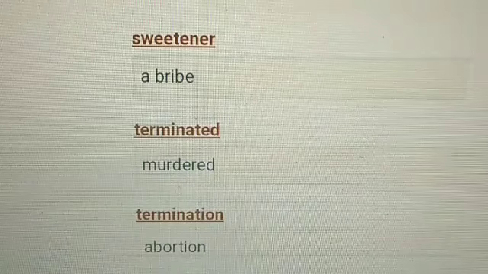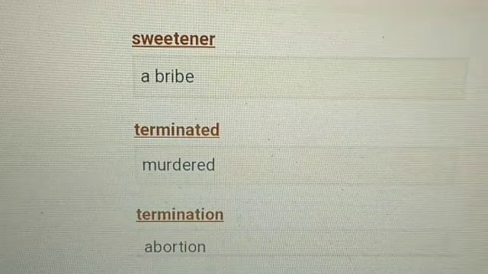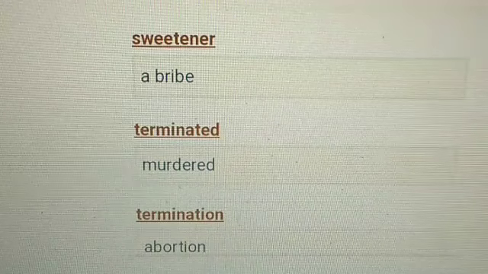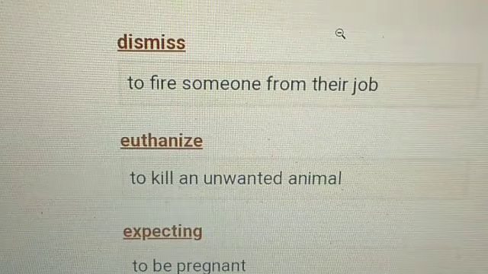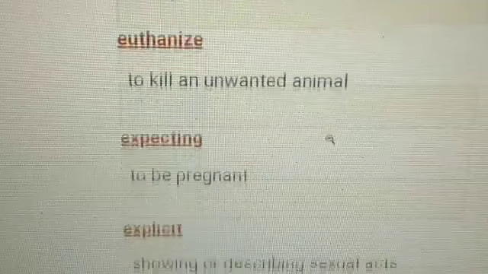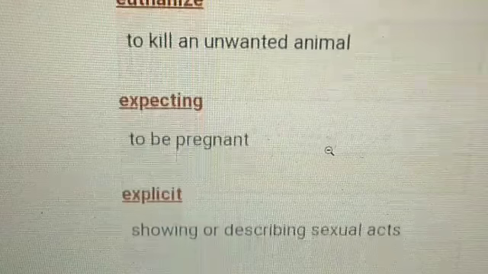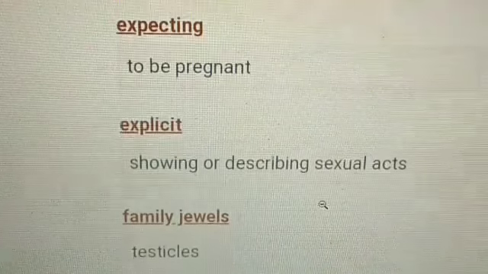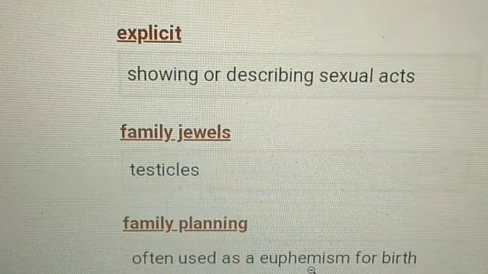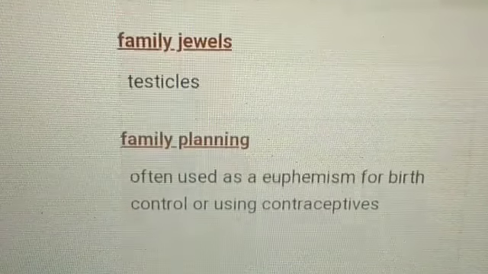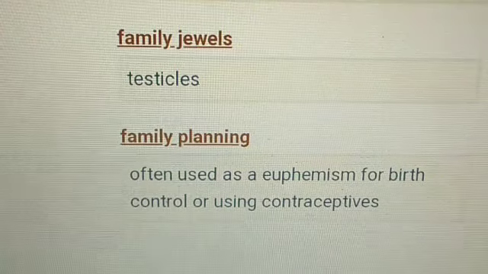For a bribe, we say sweetener. And for murdered, we say terminated. For abortion, we say termination. To fire someone from the job, we say dismiss. Next, to kill an unwanted animal means euthanize. To be pregnant means expecting. Showing or describing sexual acts means explicit. Testicles means family jewels. Often used as a euphemism for birth control or using contraceptives, we say family planning.